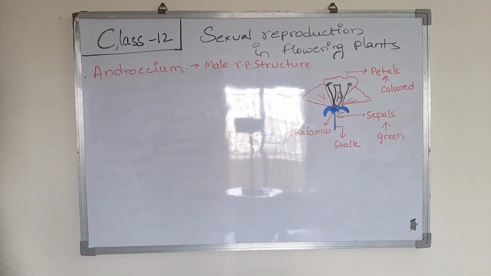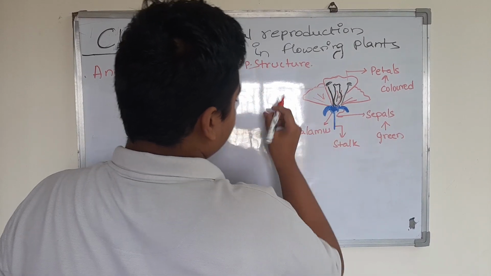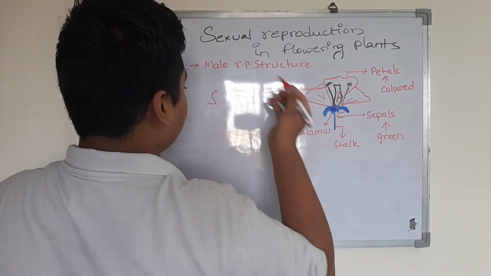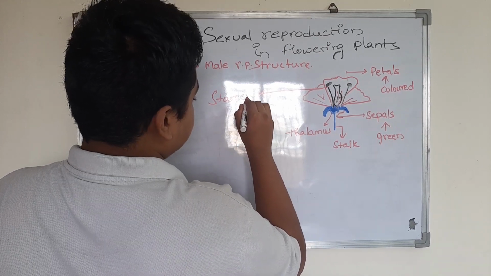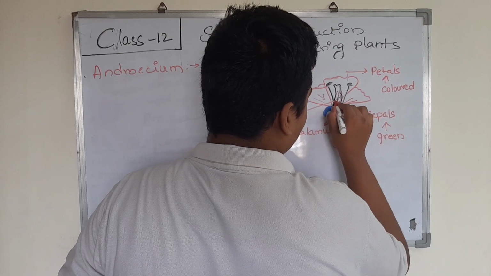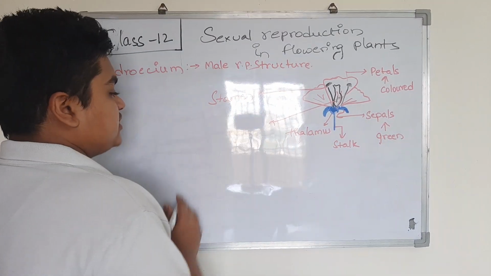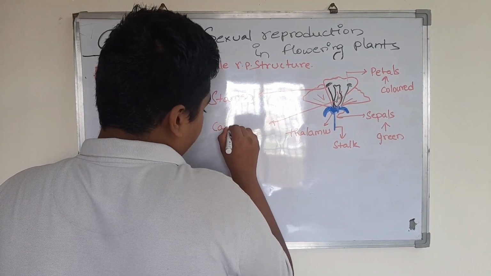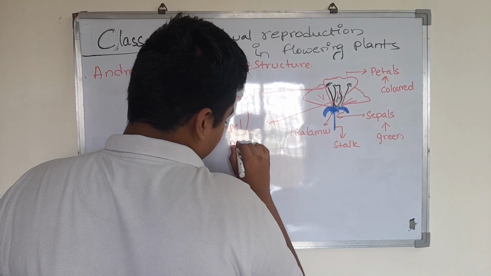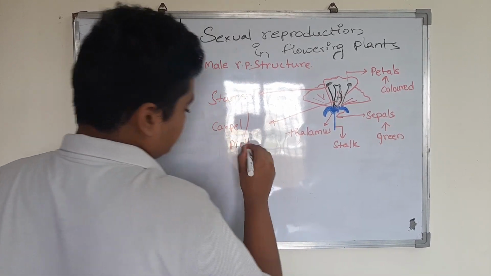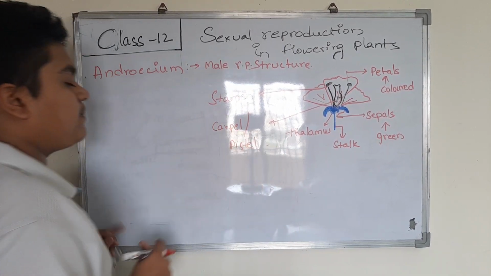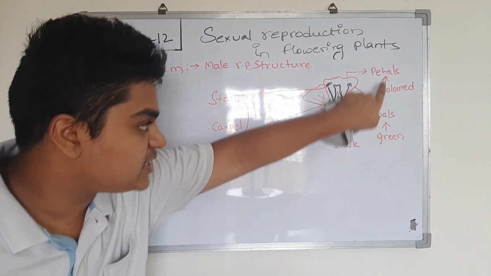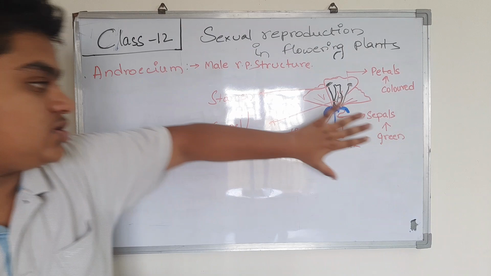And this whorl is your male reproductive part, which is called the Androecium generally, and in flowering plants we call it the stamen. And this whorl is your female reproductive part, which we generally call the gynoecium, and in flowering plants we call it the carpel or pistil. Stamen, carpel, androecium, gynoecium, thalamus, stalk, sepals, petals. These are the different parts of a flower.